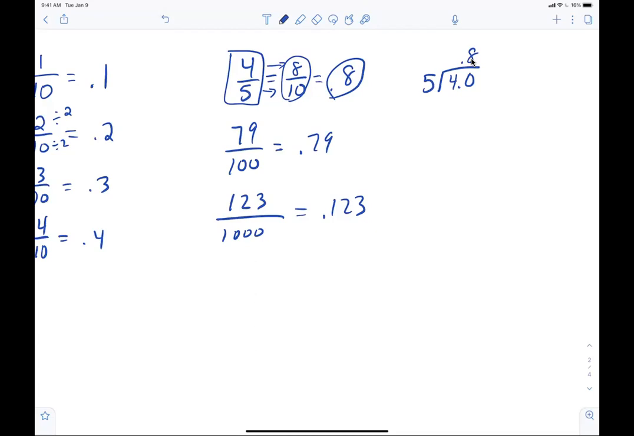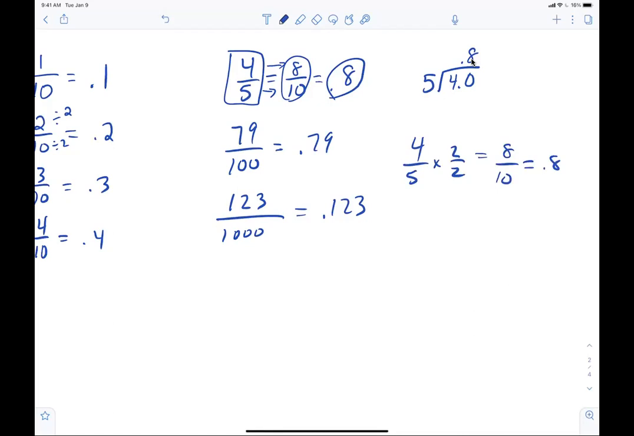Yes, ma'am. So when you have the 4/5, you always multiply by 2, because I want to make it out of 10. If I take 4/5 and multiply it by 2 out of 2, that makes it 8 out of 10, which makes it 0.8. Do you agree with that?